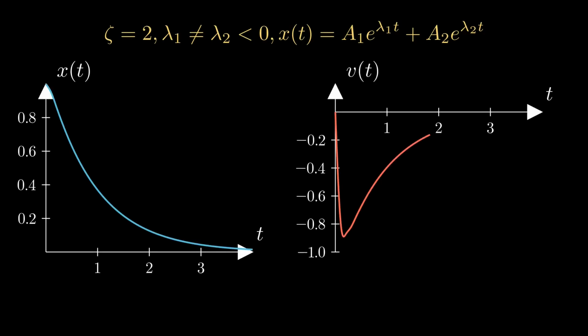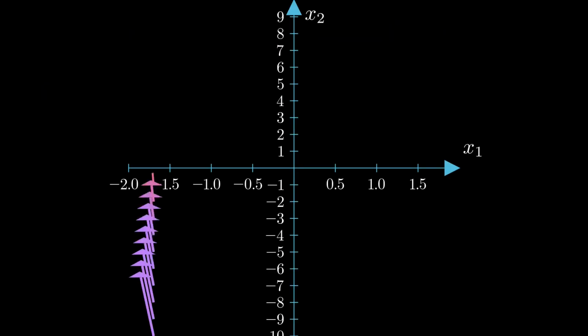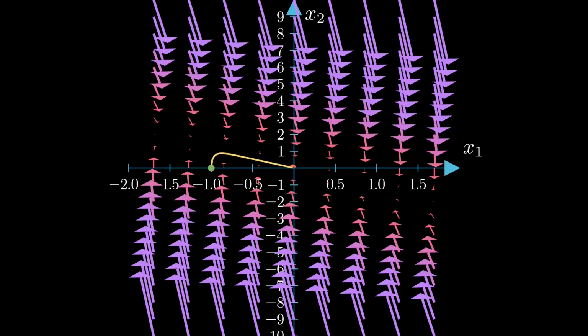In this case, we set it to be precisely 2. Still, there is no oscillation, but the mass needs more time to reach the equilibrium. The system has two eigenvalues distinct from each other and negative. The phase portrait is more or less similar to the critical damping case. The phase portrait is also a stable node.